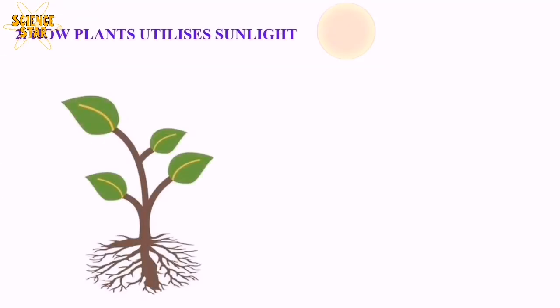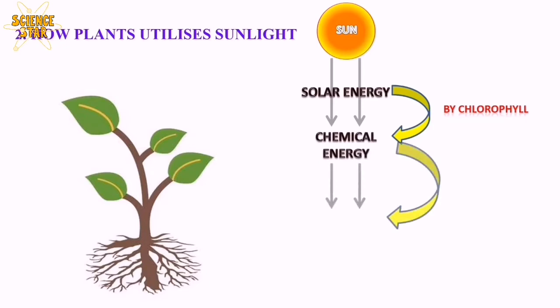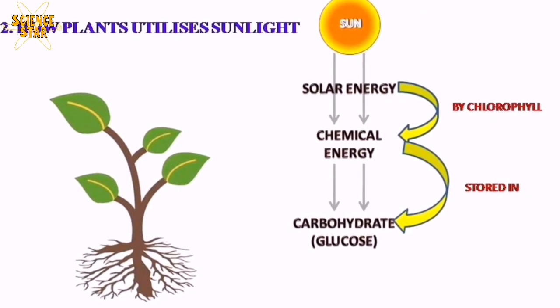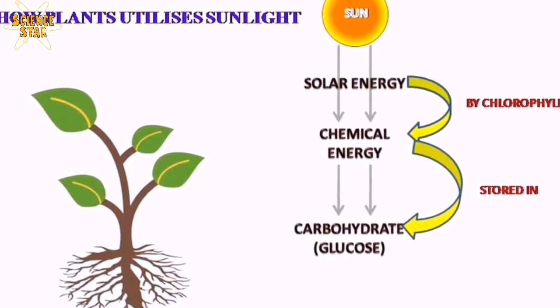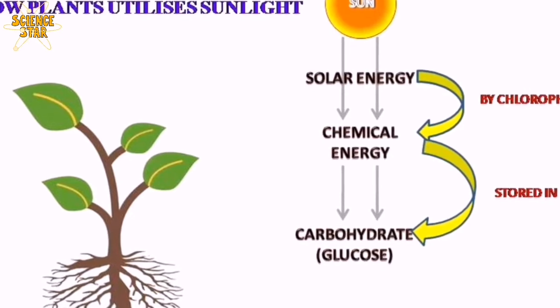Next, how plants utilize sunlight. Green plants prepare food in the presence of sunlight. Chlorophyll present in the green leaves traps the solar energy. The solar energy is converted into chemical energy by the process of photosynthesis. The chemical energy is stored in the form of carbohydrate in plants.